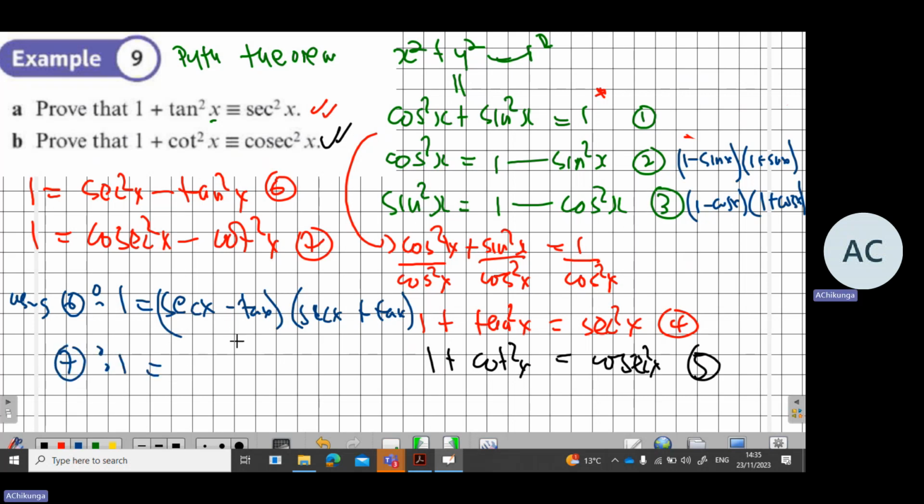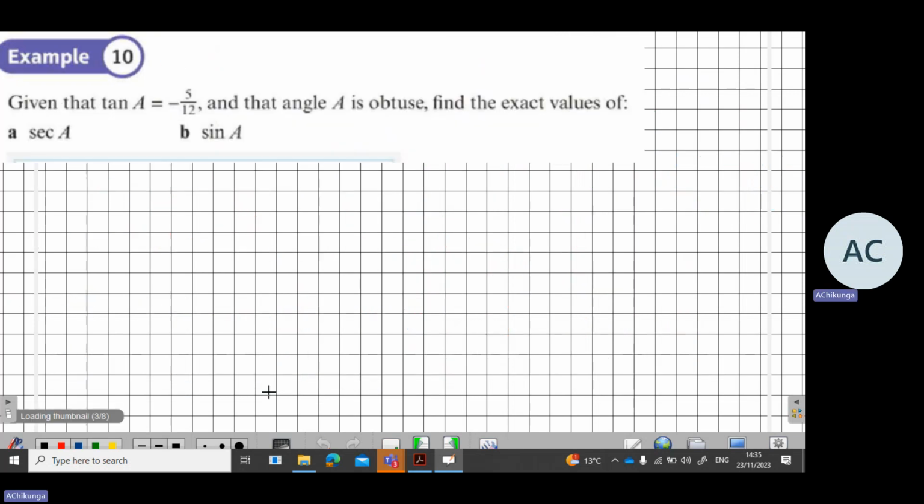I can do the same with number 7 as well, to get cosec x minus cot x, cosec x minus cot x again. So it all depends on the question at hand. I hope I've answered a lot that you've been struggling with here.